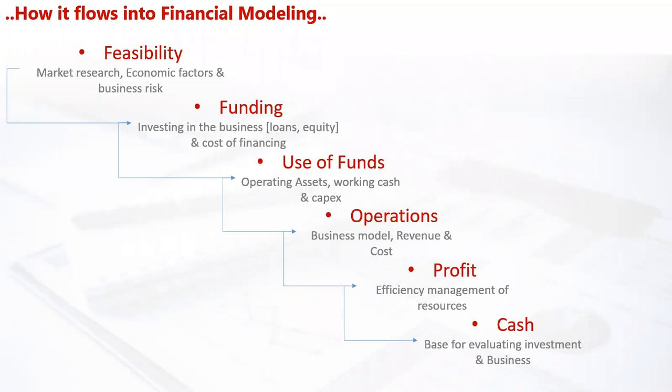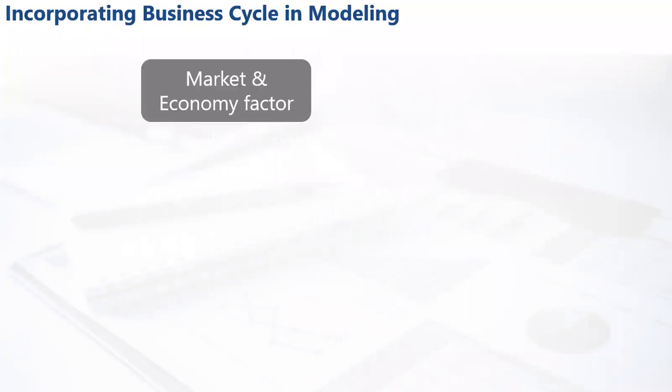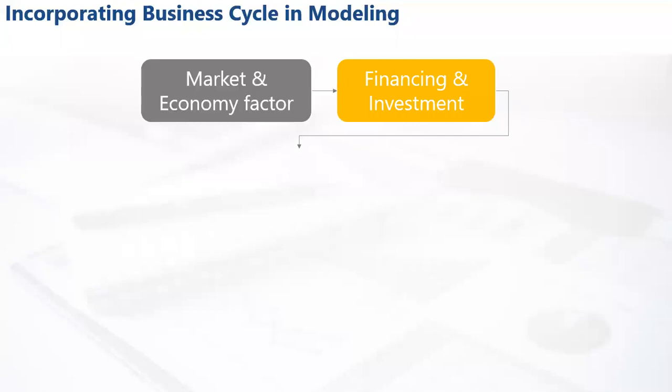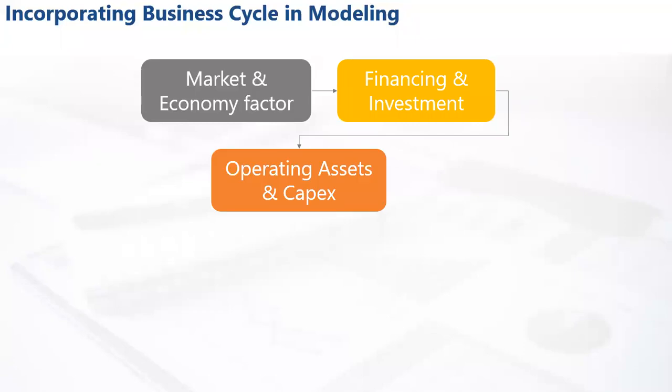This is how it flows into the financial model. And for our own model that we are going to build, let's take a look at it. Take a look at the market research, recognize some factors that can affect the business. We go straight into getting our financing, or investment. And from there, we start with our operating assets.